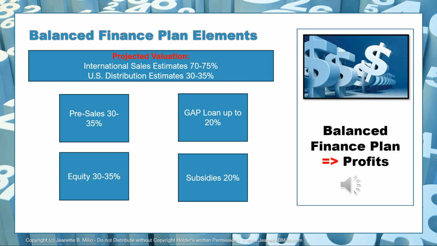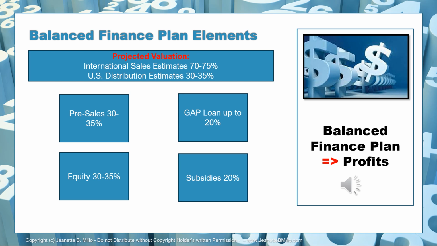So when we look at the balanced finance plan and related elements, we start with looking at projected revenues, which is a projected valuation, and that is comprised of international sales estimates projected and US distribution estimates projected in connection with the budget of a film. So these projected valuations have to do with the script and the talent and the genre of the film, and they will lead us through estimates that are generated by the sales agents.